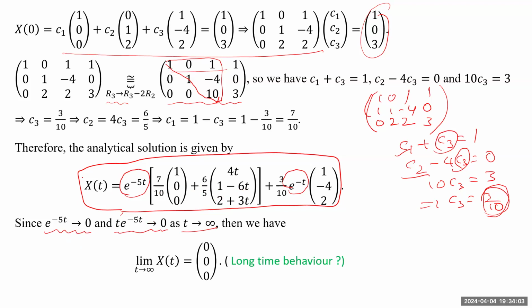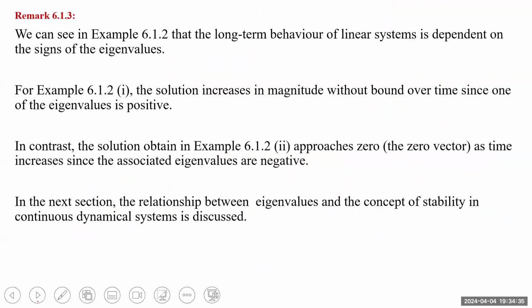So what happened? If you take the limit t tends to infinity of x of t, the right hand side of the analytical solution, what will happen? The value is going to the 0 vector. Right? So in the previous example, it doesn't tend to 0. So keep in your mind that one is useful for discussion. So what is that one?